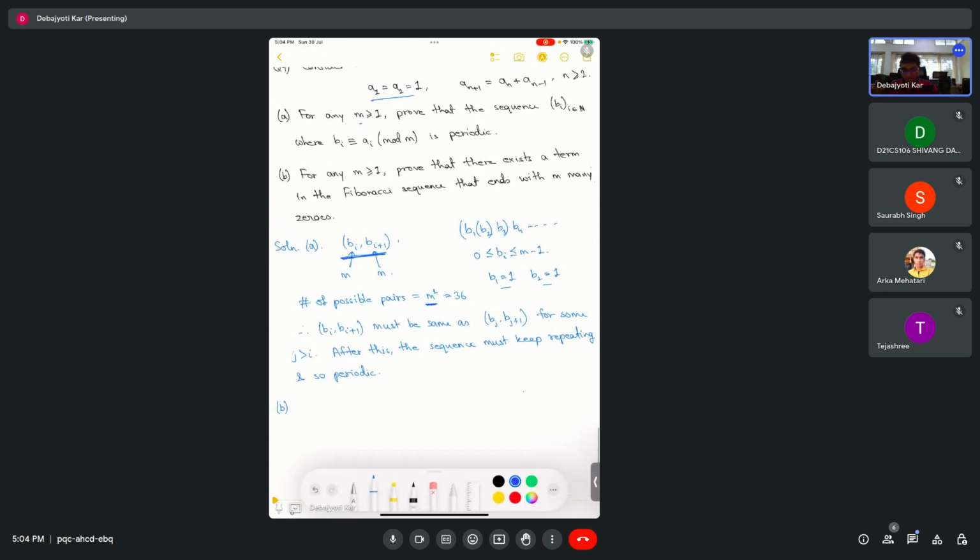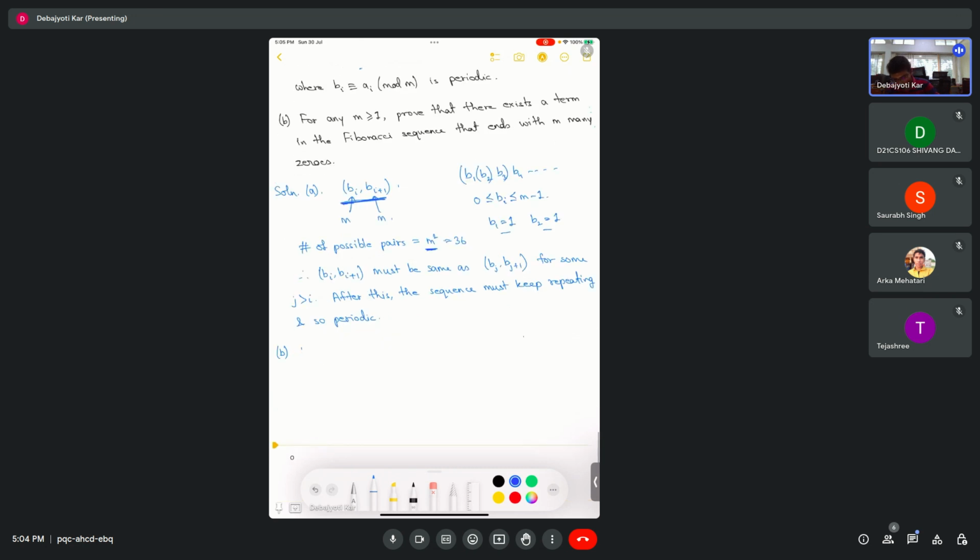Okay, so now the next part says that for any m, we have to show that there is a term in the Fibonacci sequence that ends with m many zeros. So for any m, if we go sufficiently far along the Fibonacci sequence, then we will end up at a term that ends with m many zeros. Now, what does ending with m many zeros mean? That term is divisible by 10 to the power m, right?